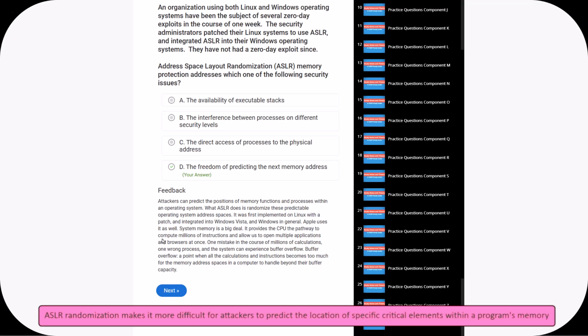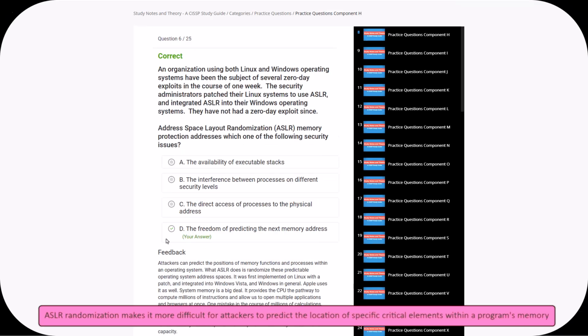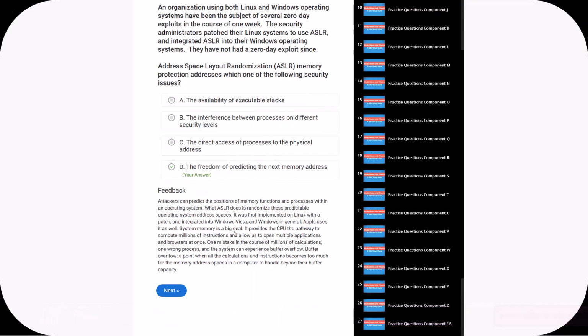Yes. Attackers can predict the positions of memory functions and processes within an operating system. What ASLR does is randomize these predictable operating system address spaces. All right, I was right. I don't know why I was right, but reading this system memory and pathway, I get it. I understand why that's the right answer. Security issues. Okay. Next one.